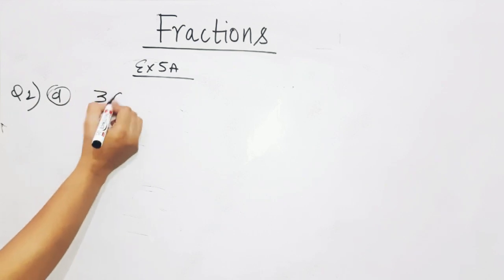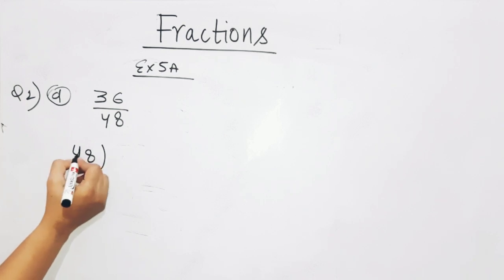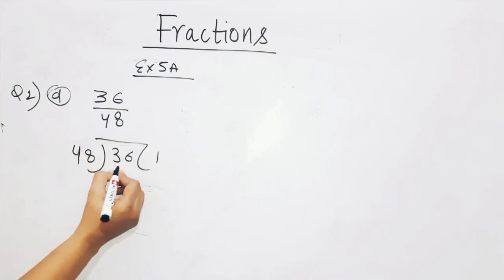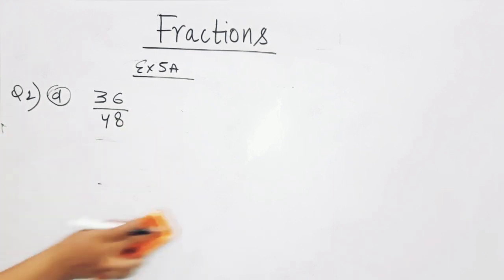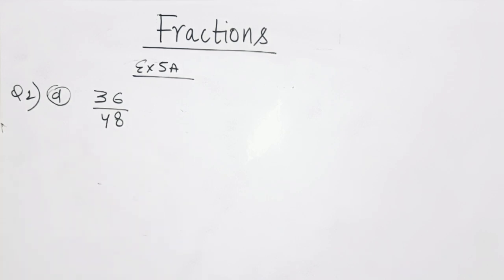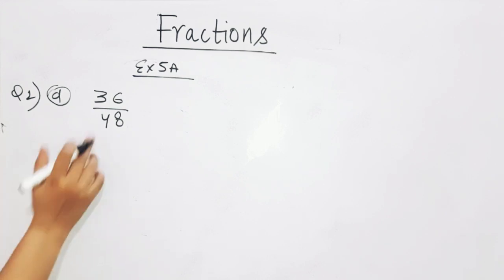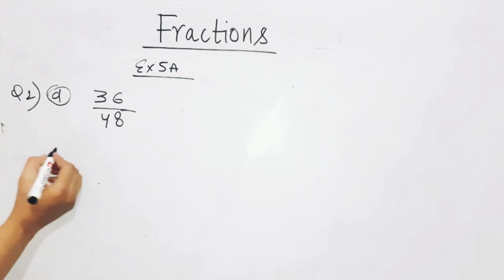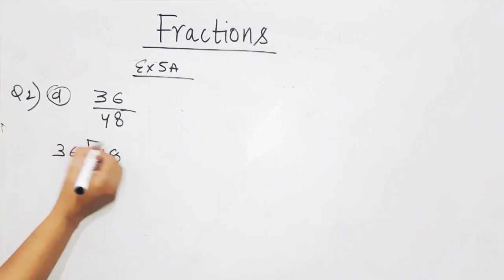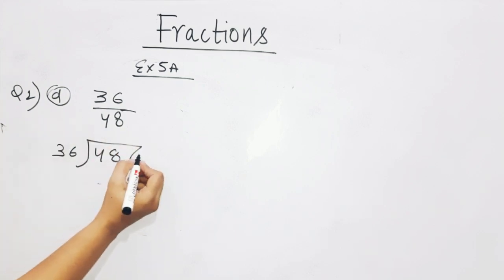Now option number D. 36 upon 48. Taking the LCM of 36 and 48. 48 ones are 48. Right? Sorry, I have done it wrong. 36 and 48. You have to take the HCF of these two numbers, right? If you are going to use the division method, then you will divide 48 by 36, because the smallest number will be taken as divisor.